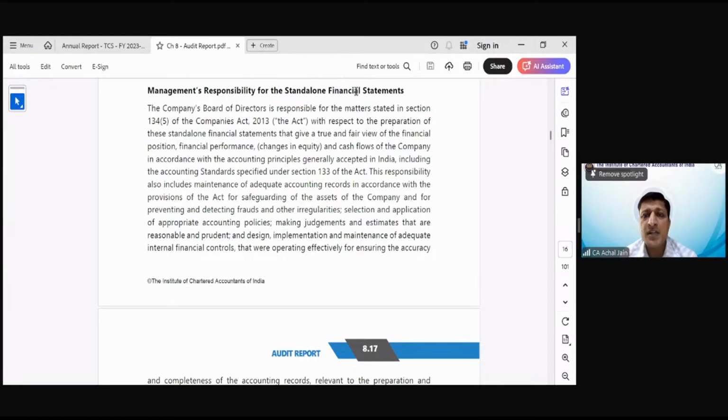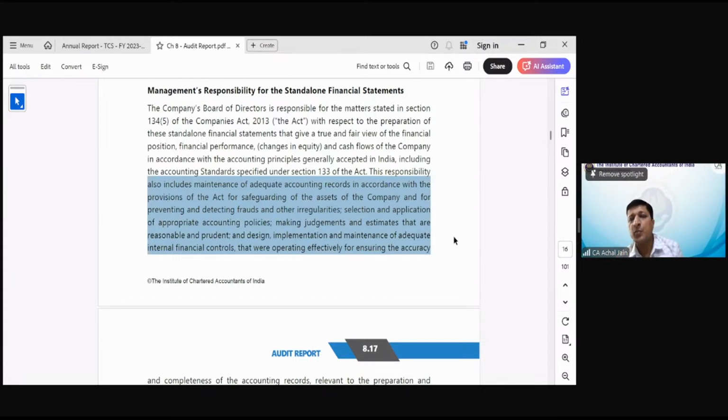Now let's read this again. The company's board of directors is responsible for matters specified in section 134, which is around preparation of financial statements, wherein all of the components have been specified. This responsibility also includes various other things. Now, all of these points are very, very important. Why? Because they are all related to the financial reporting process. Because over here, we are just trying to look at the overall process. Yes or no?